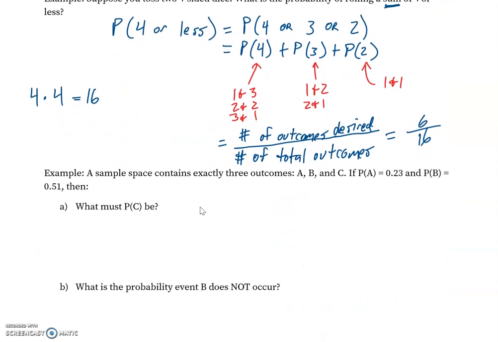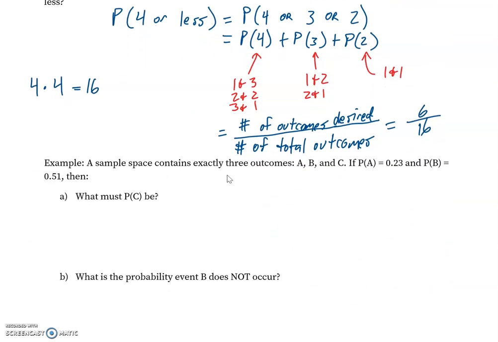Okay, in the second example here, we have exactly 3 outcomes, which are A, B, and C, kind of generically naming these. And they're going to be distinct outcomes here. So the probability of A is 0.23, the probability of B is 0.51. Then we want to figure out, hey, what's the probability of C? Well, remember that the probability of our sample space has to be 1. All events in the sample space need to be accounted for. Well, A, B, and C are the only possible outcomes, so that means our probabilities need to add to 1.